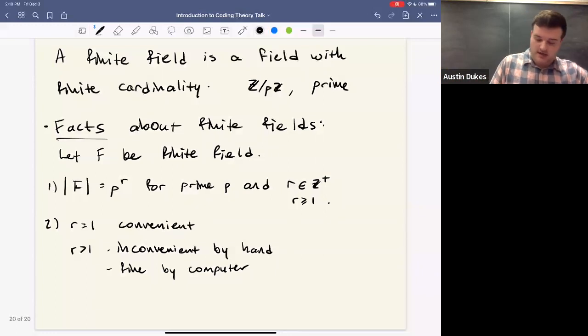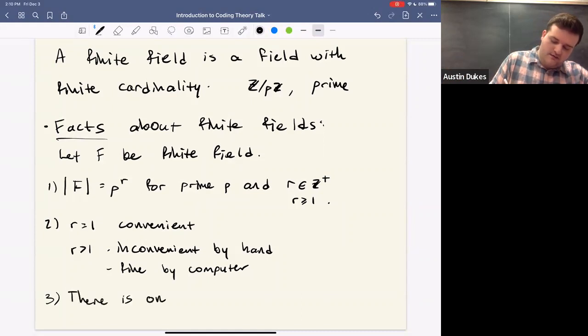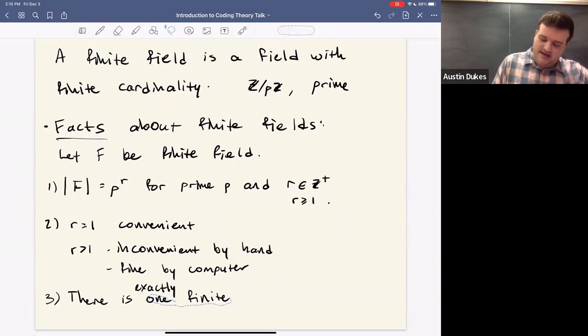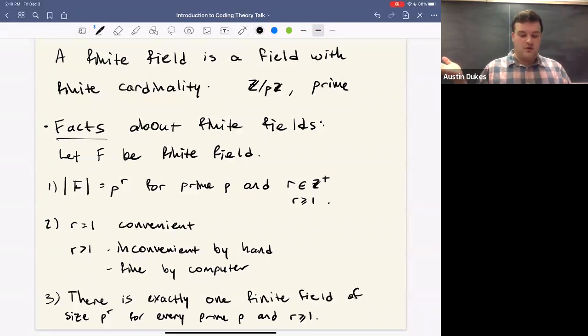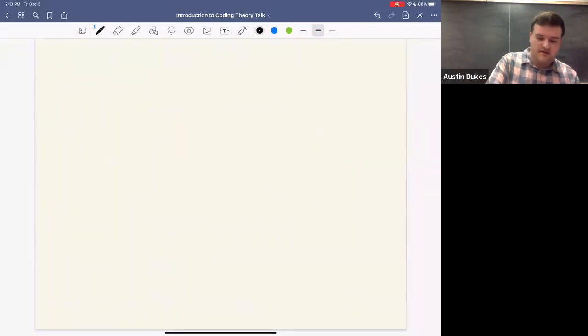Last, there is exactly one finite field of size p to the r for every prime p and positive integer r. That's the whole point of this. And with that being said, that lets us set notation going forward.